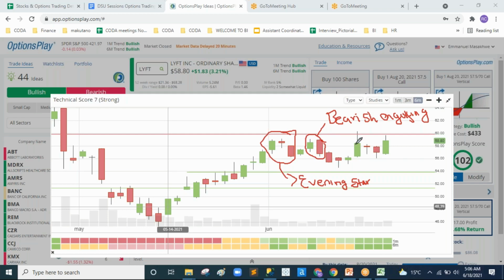Then the last one is this one, a rejection candle. It is rejecting this price level. The bulls tried their best to push it upwards, but then there's some rejection from this level, pushing the price back down because of this long upper wick that is making it behave like that.